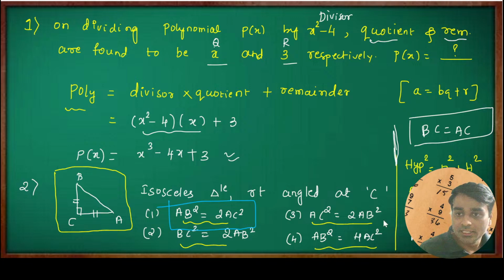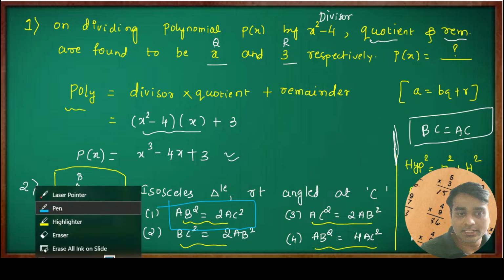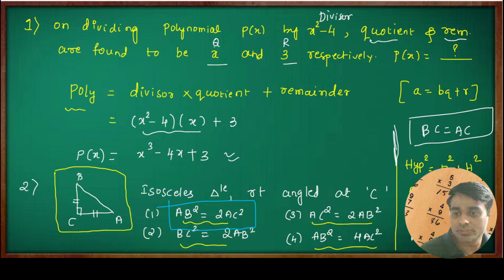Correct. If you would have selected BC square, then you would have ended up with AB square equal to 2BC square. Suppose you would have replaced with BC here, it would have been this. But this result is not present here. Even though this is correct, this option is not given, so we cannot take this. Correct.